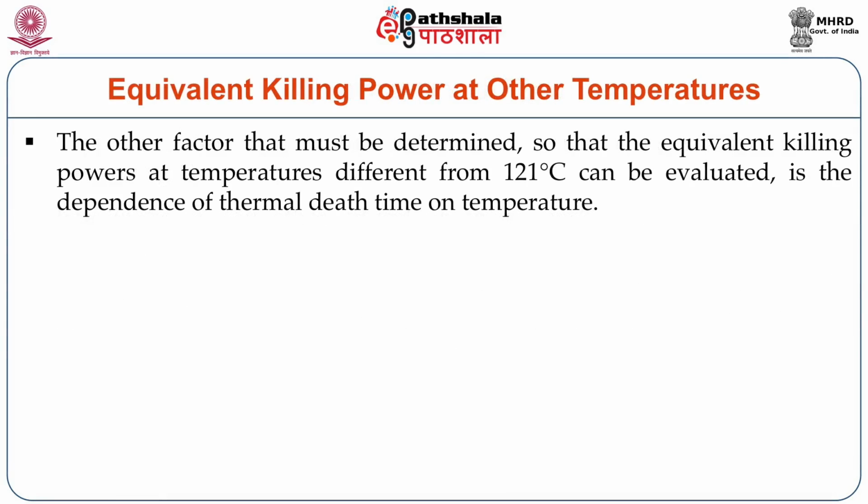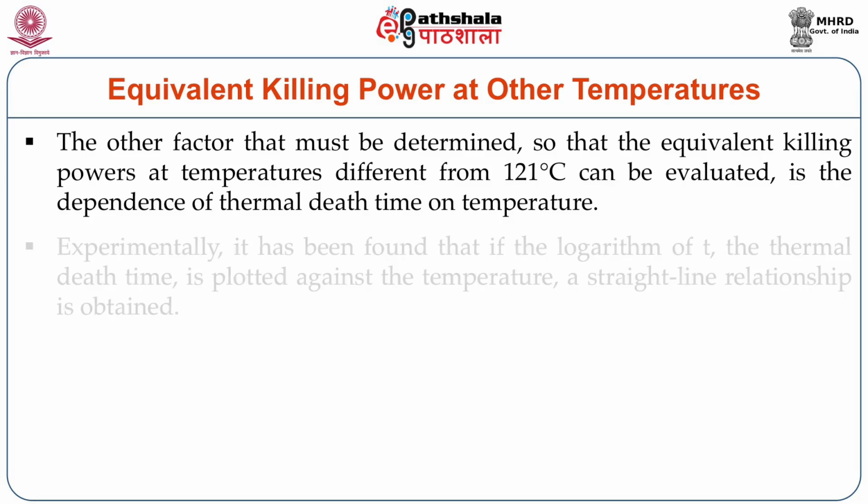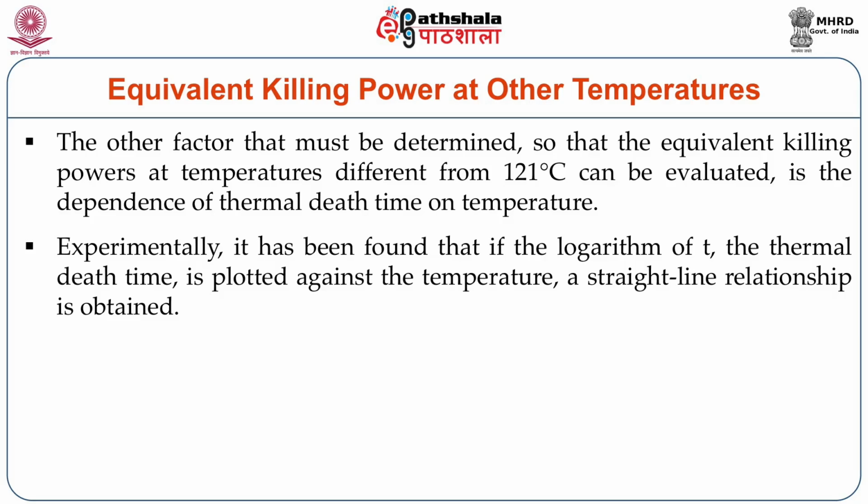After understanding the thermal death time curve, another factor that must be determined, so that the equivalent killing power at temperatures which are different from 121 degrees centigrade can be evaluated, is the dependence of thermal death time on temperature. Experimentally, it has been found that if the logarithm of the thermal death time is plotted against the temperature, a straight line relationship is obtained. You can see the figure in which the thermal death time and the temperature relationships are shown.